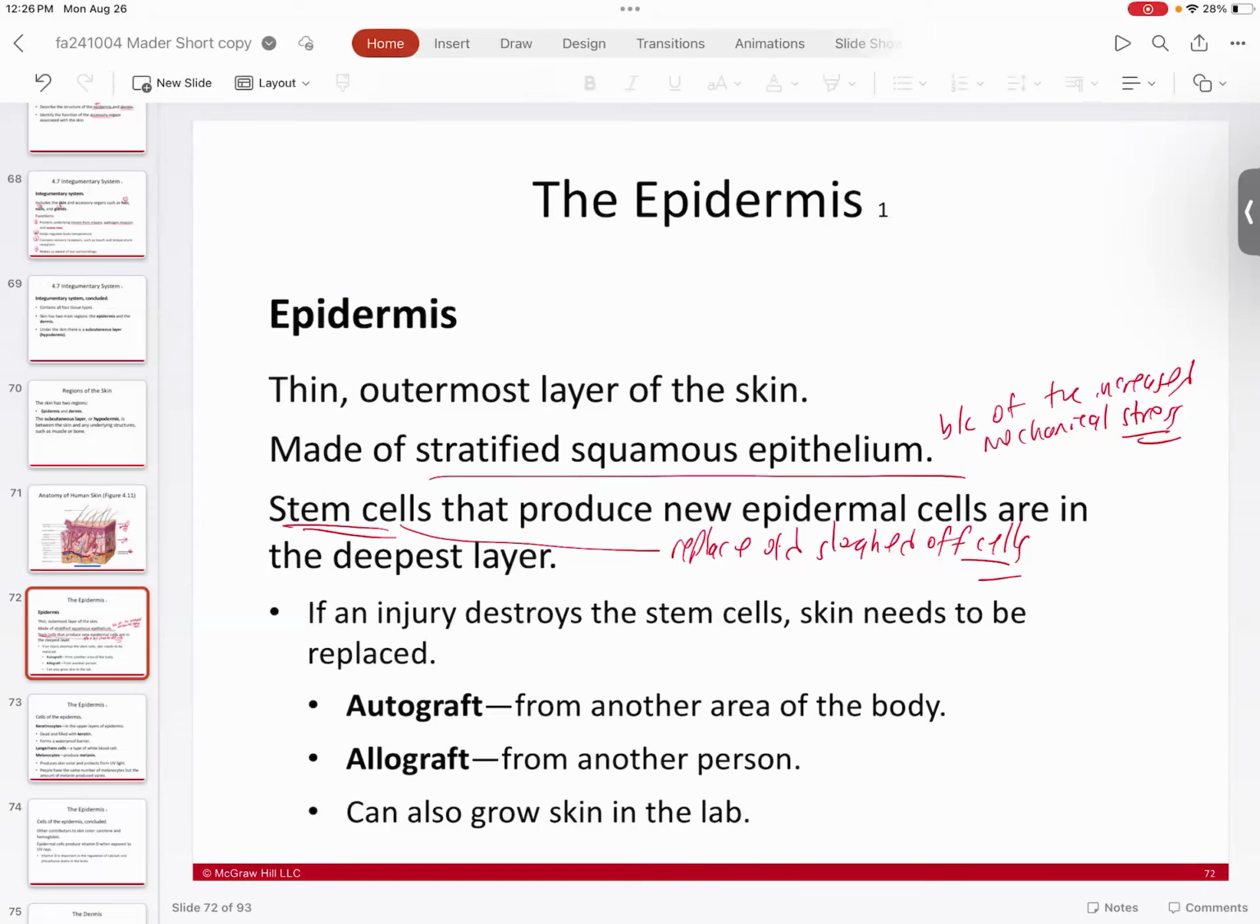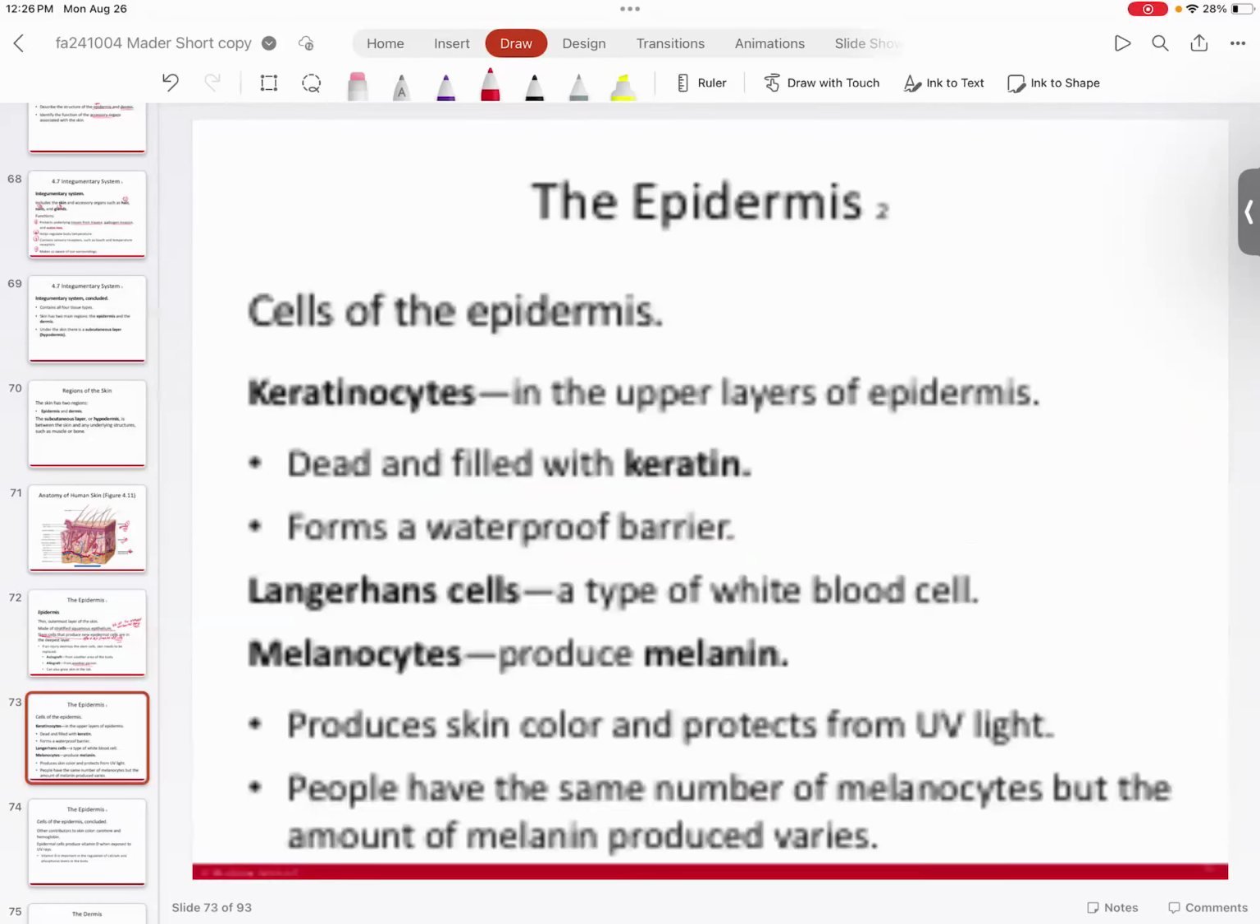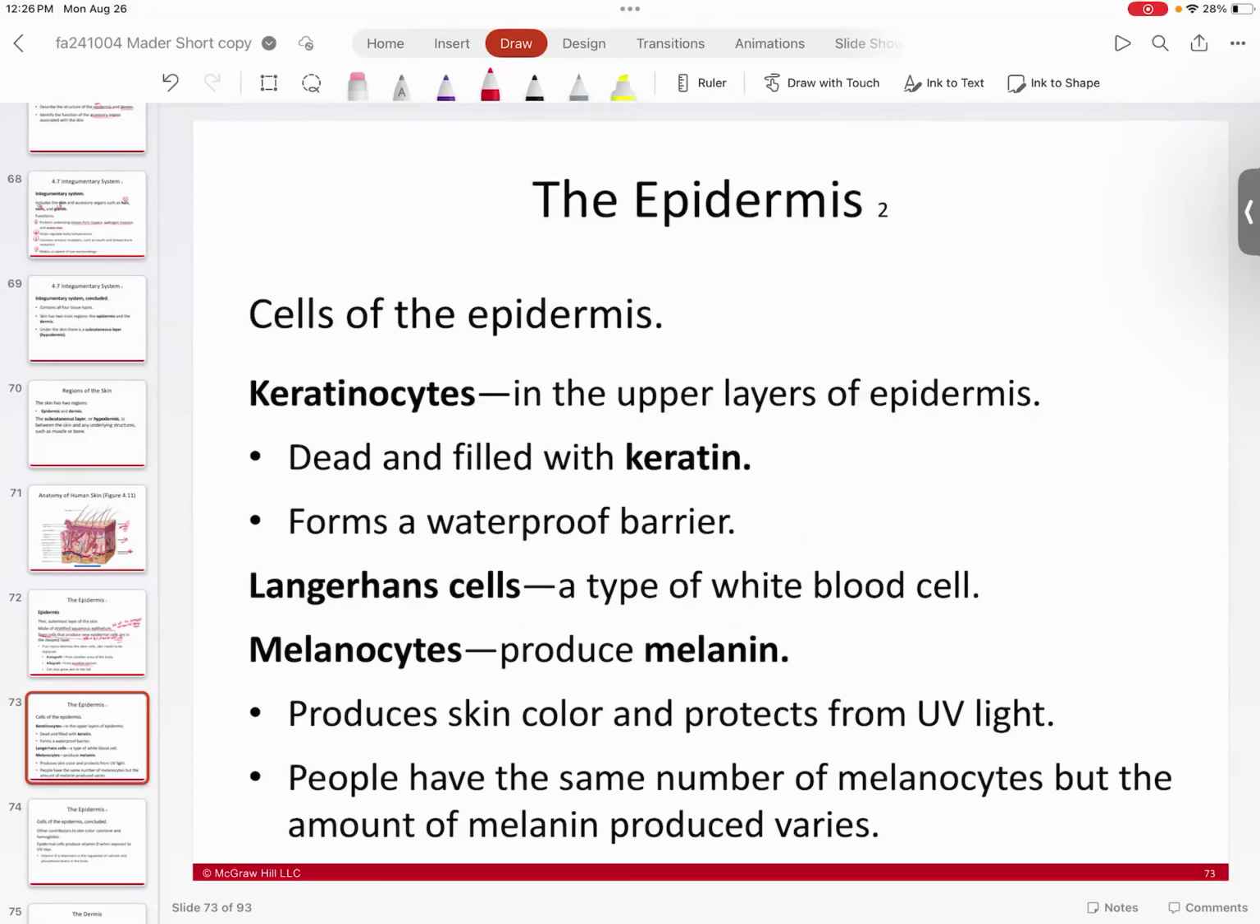If you have an injury where you need a little bit of help there, you can get what's called an autograft, which is basically taking skin from another area of the body and allowing it the growth factors in order to grow new skin. Or allograft is from another person, where you take a skin graft from oftentimes a cadaver, and that will allow you to sort of build off of their skin cells as well. And now we're starting to grow skin in labs, so we can use that.